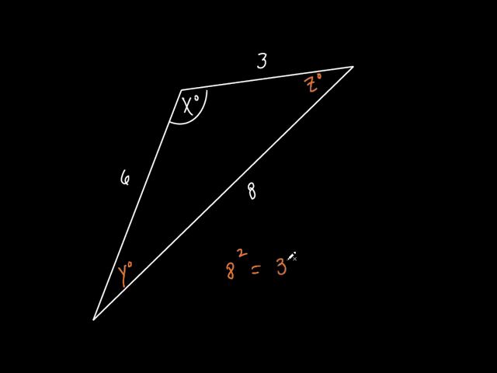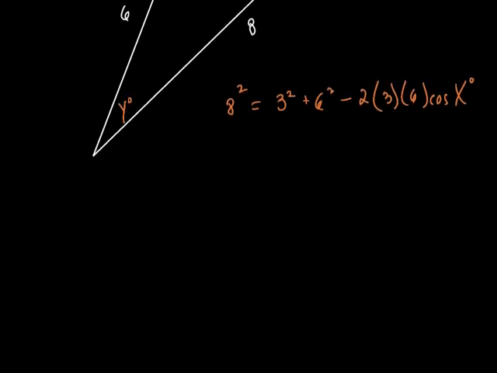And it doesn't matter what order you put it in. I'll just go 3 squared plus 6 squared minus 2 times A times B, which is, in this case, what? The 3 and the 6. And then the cosine of the angle that's opposite the 8, which is X. And that's what I'm trying to find. This is a little different. So it's not just a matter of sticking stuff in your calculator right now. What are we going to have to do? We got to get something by itself, don't we? You have to get the X by itself.